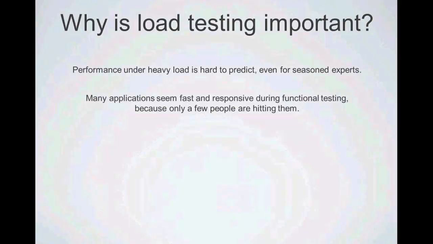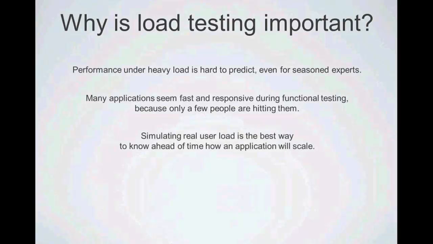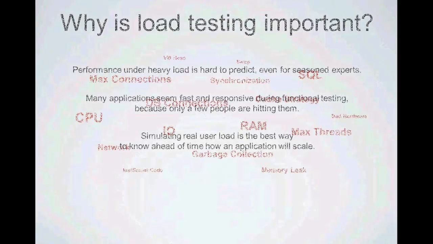And so if you're not doing some kind of load testing as part of your process, a lot of the time you risk that when it hits real-world traffic and real users start hitting it, you'll see very different results in terms of performance and responsiveness than what you saw all throughout functional testing and user acceptance testing. So bottom line is, simulating real user load is pretty much the only way, and the best way, to know ahead of time how your application is going to scale in production.